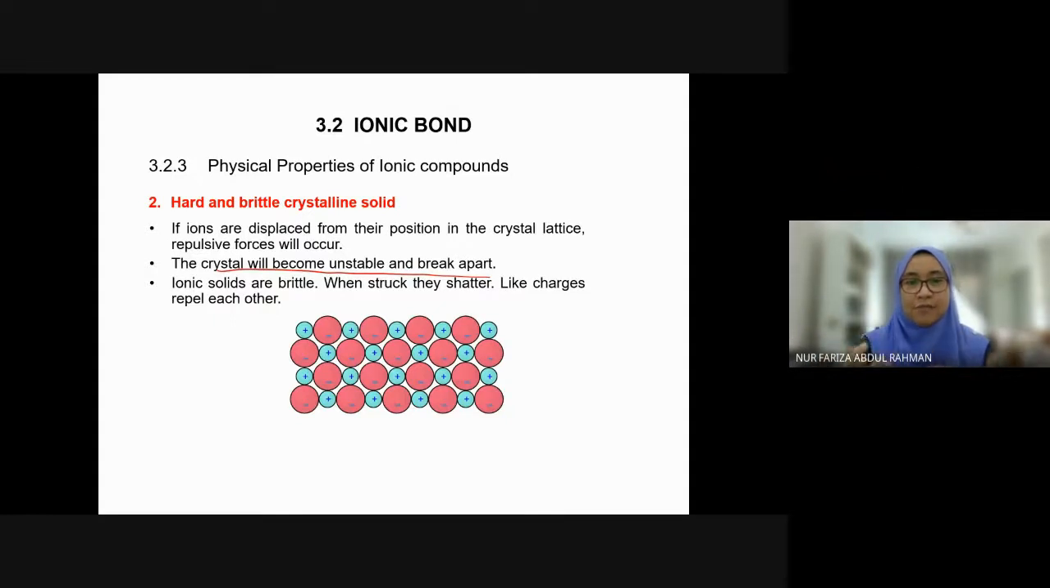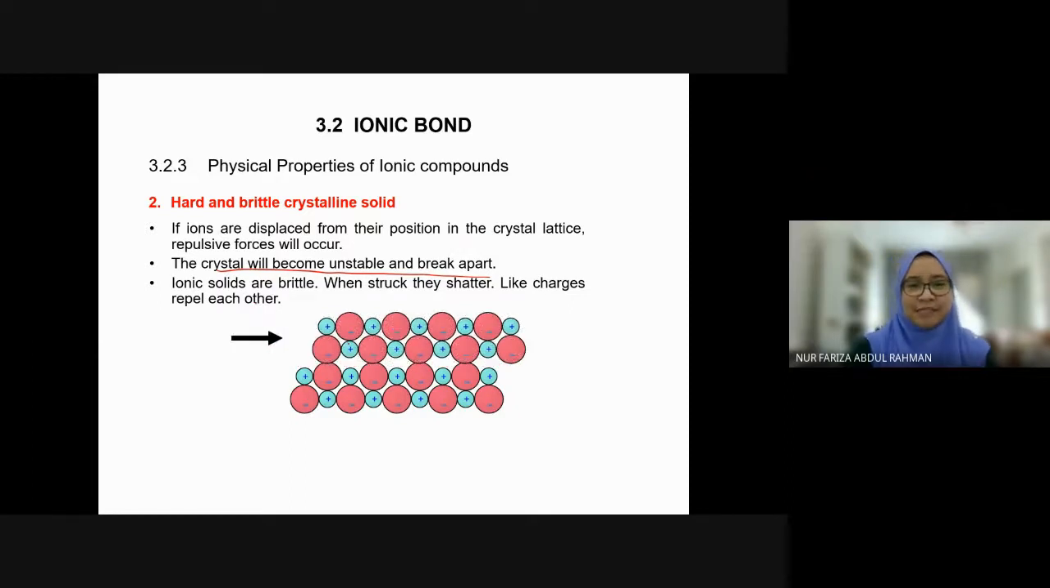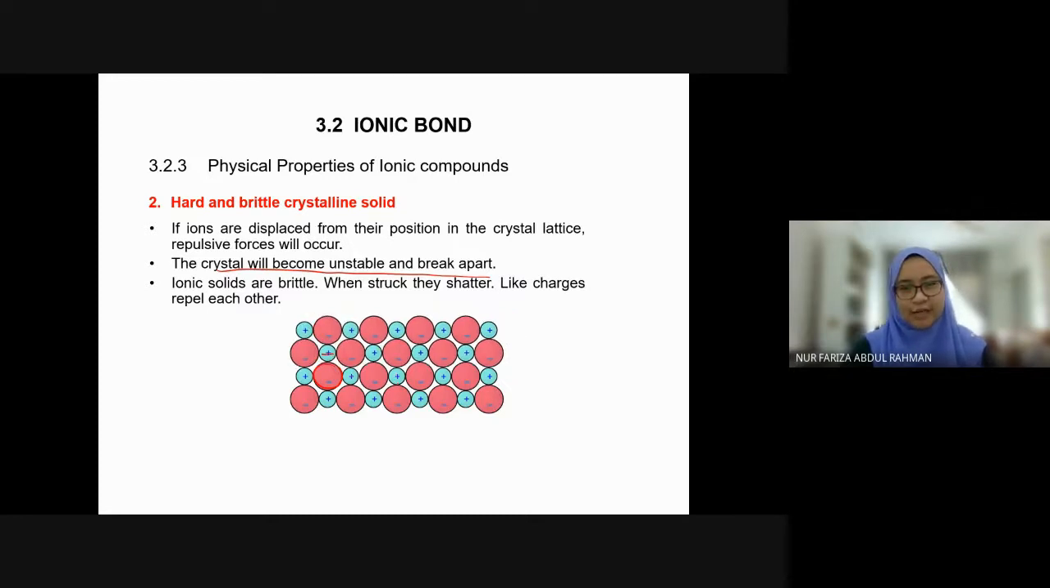Okay, dia break. Macam mana dia break? Kenapa dia break? Because, okay, nampak ni. Dia displace. You ketuk dia, you kacau dia punya arrangement tau. So what will happen? Negative is now, okay, they are negatif sekarang meet the negative ion. Positif berjumpa dengan positif. Negatif, negatif, positif, positif. Nampak tak? Saya rewind sekali, okay.